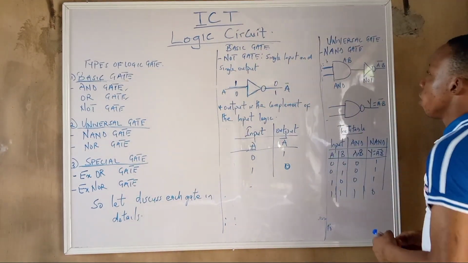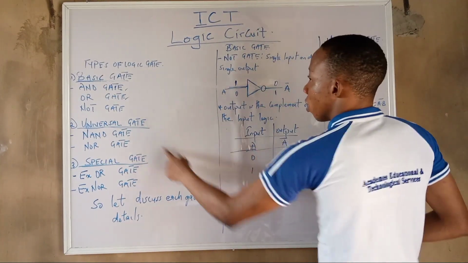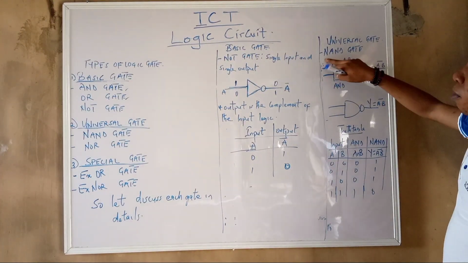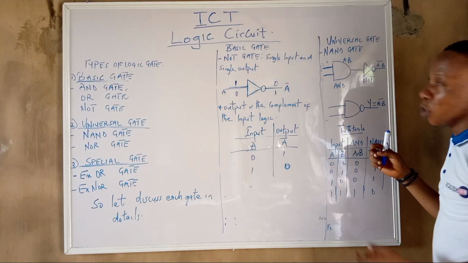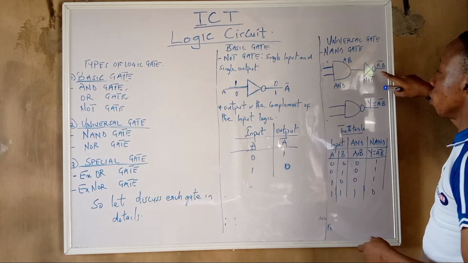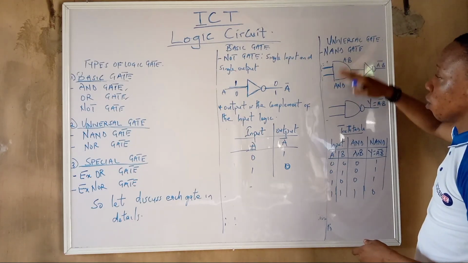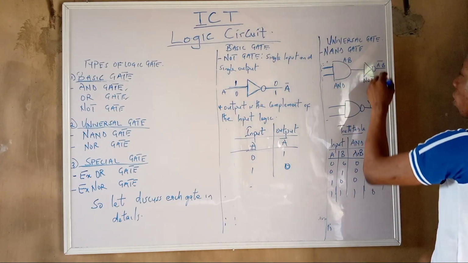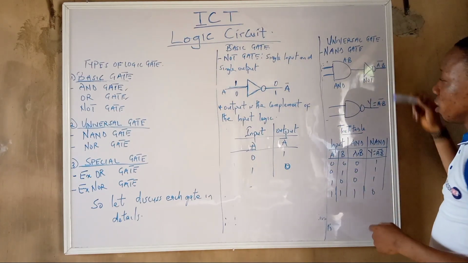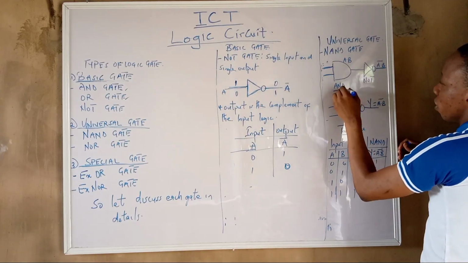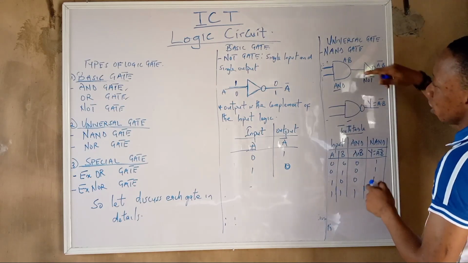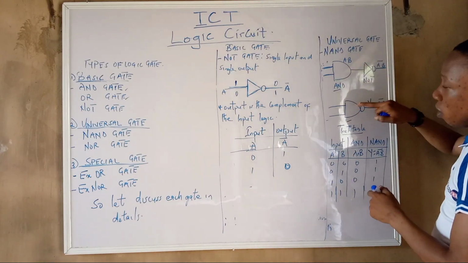So now we move to the second part, which is the universal gate. I said we have the NAND gate. From the name itself, you can see it is a combination of two gates, which are NOT and AND. This is the symbol for the AND, and this is the symbol for the NOT gate. The NAND gate has two inputs and one output. Since it's a combination of NOT and AND, this is the first diagram and this is another diagram, in case you have to draw it. You can draw either this diagram or that one.